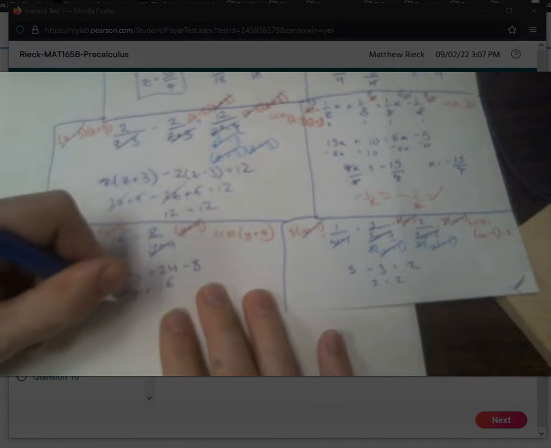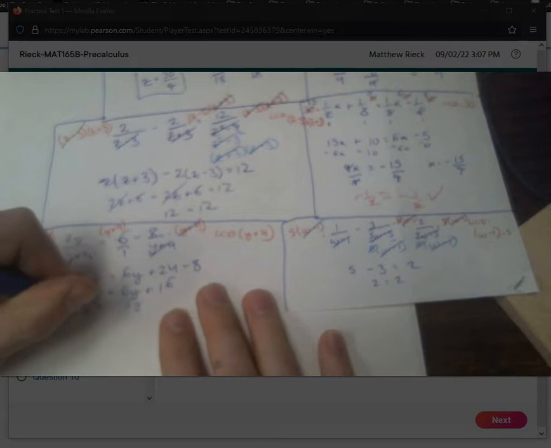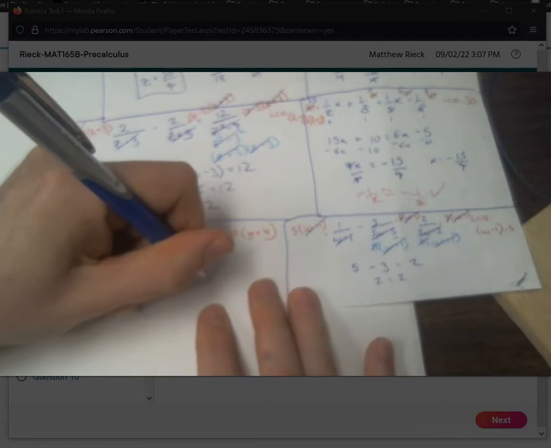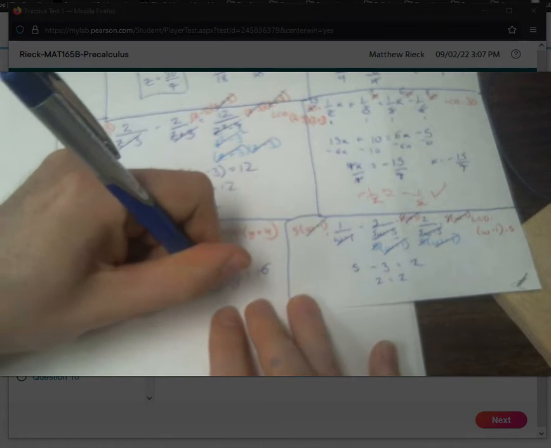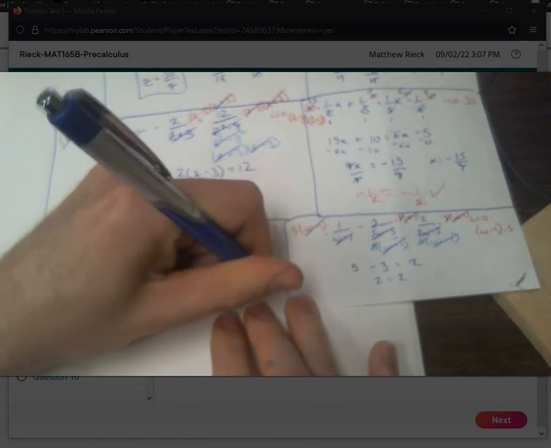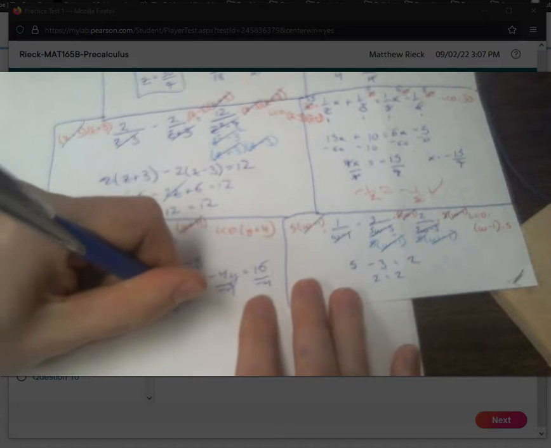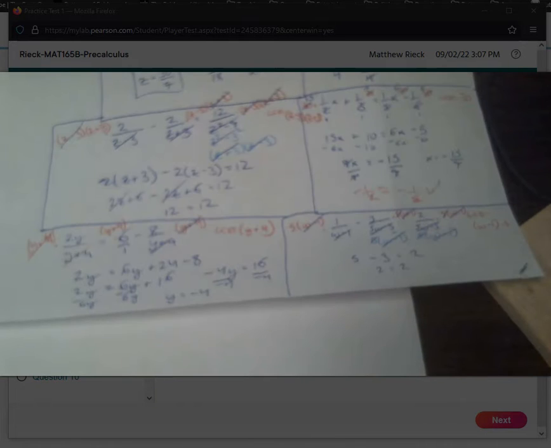All right. Then we subtract the 6y from each side to get all my y's on the other side. So we have negative 4y equals 16, which again, you can divide both sides by negative 4 to end up with your solution of y equals negative 4.